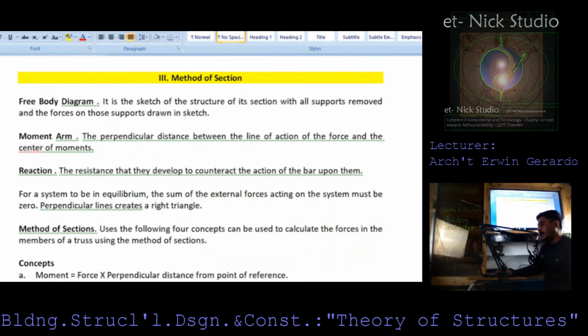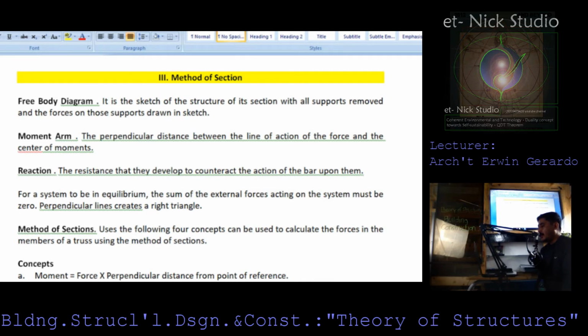Method of section. We have the free body diagram. It is the sketch of the structure or its section with all supports removed and the forces on those supports drawn in the sketch. Moment arm is the perpendicular distance between the line of action of the force and the center of moments. Reaction is the resistance that supports develop to counteract the action of the bar upon them.